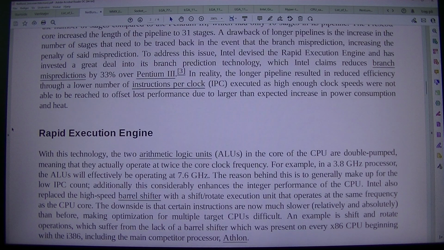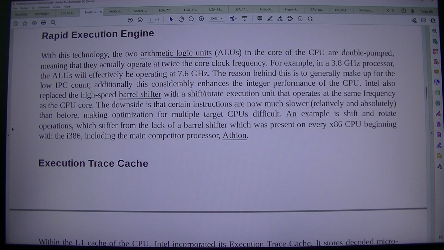Rapid Execution Engine. With this technology, the two arithmetic logic units, ALUs, in the core of the CPU are double-pumped, meaning that they actually operate at twice the core clock frequency. For example, in a 3.8 GHz processor, the ALUs will effectively be operating at 7.6 GHz. The reason behind this is to generally make up for the low IPC count. Additionally, this considerably enhances the integer performance of the CPU.